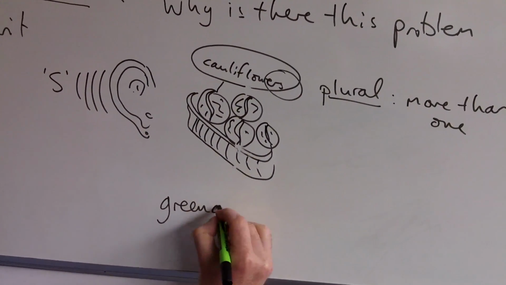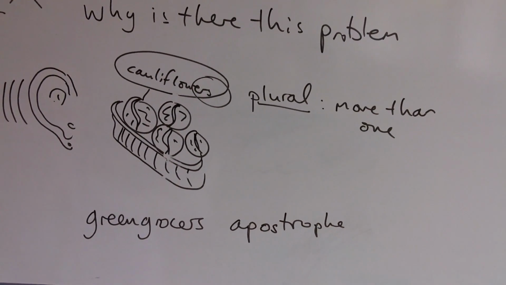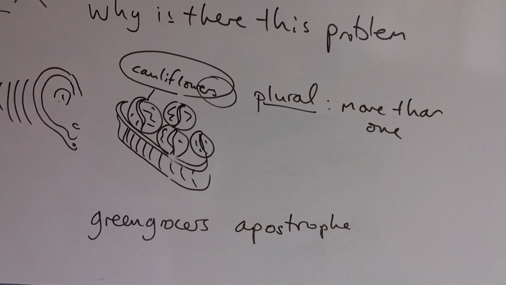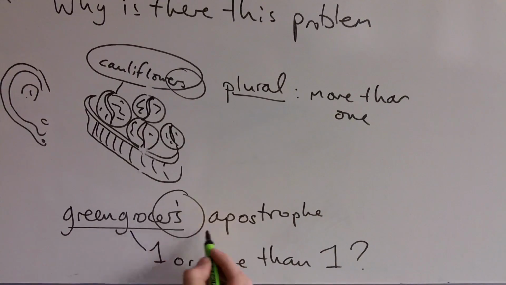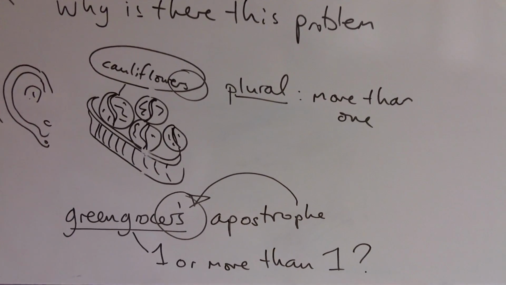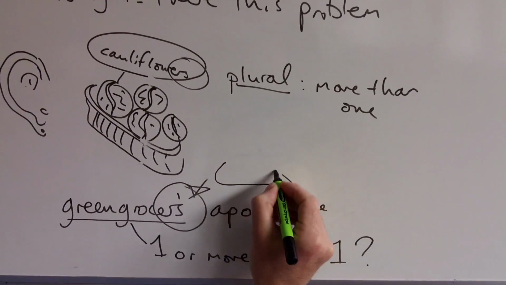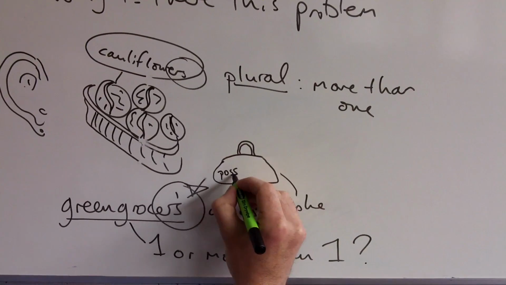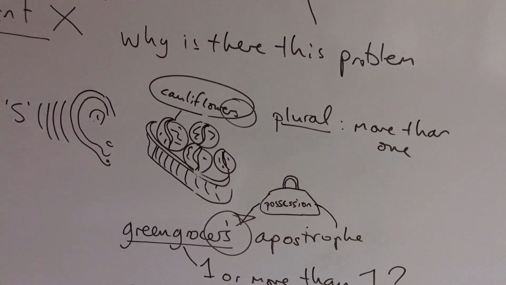But if I have a phrase like greengrocer's apostrophe, and I ask you, is the greengrocer one or more than one? I think you'll agree with me that it is just one. So we have that S sound at the end here because the apostrophe belongs to the greengrocer. It is an apostrophe of possession. And for that reason, at the end of the word greengrocer, you need apostrophe S. And that is really that.